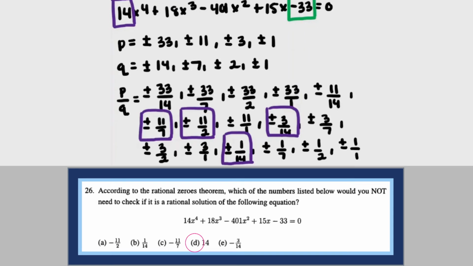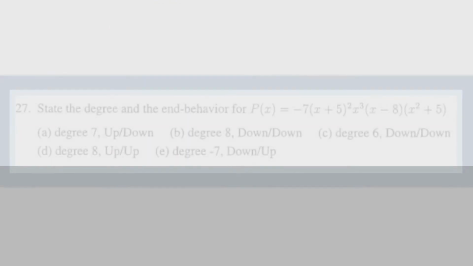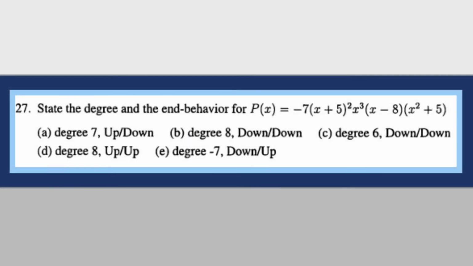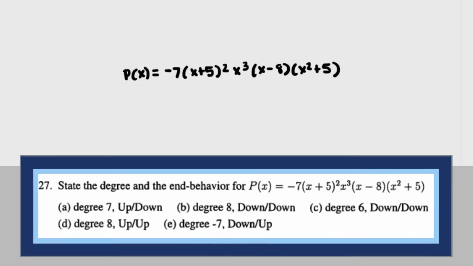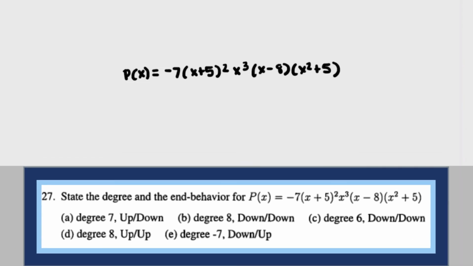Alright guys, so now we're going to move on to number 27. It says state the degree and the end behavior for p of x equal to negative 7 times x plus 5 squared times x cubed times x minus 8 times x squared plus 5. So I'm going to write down this equation real quick. Alright guys, so I wrote down this equation, and basically it wants us to identify the degree and the end behavior of this equation. So to calculate the degree, I'm going to write degree down here.